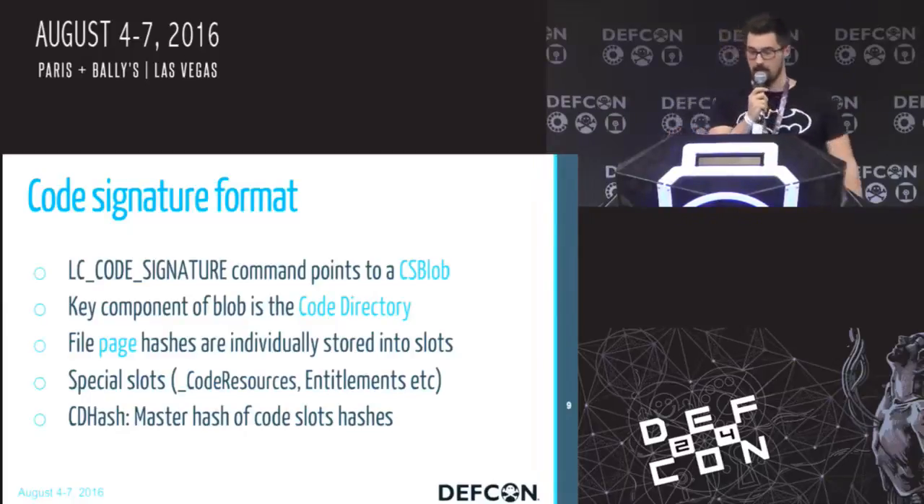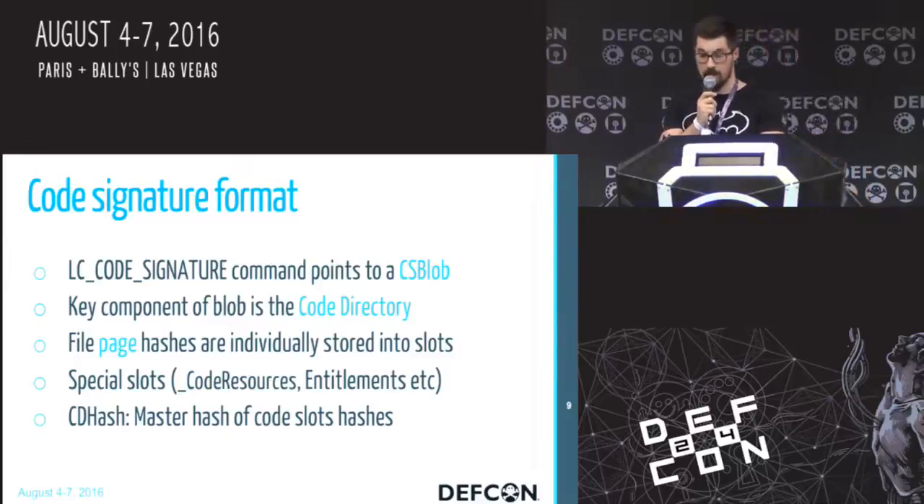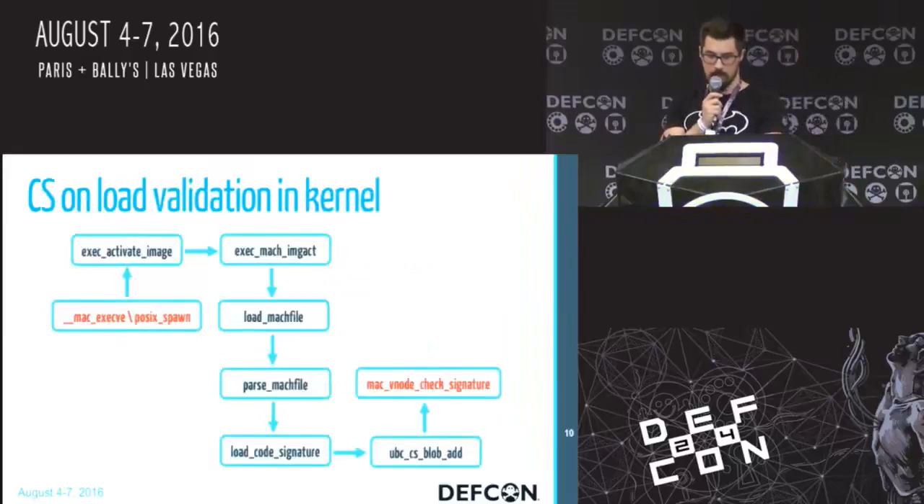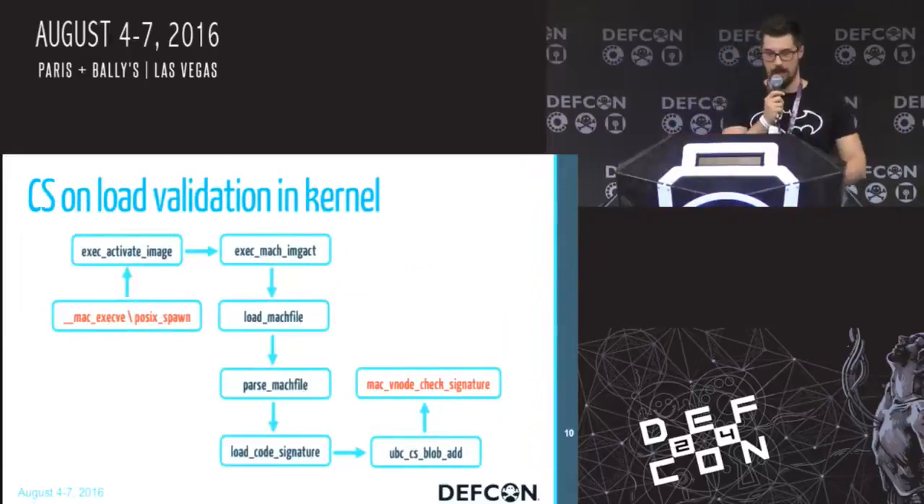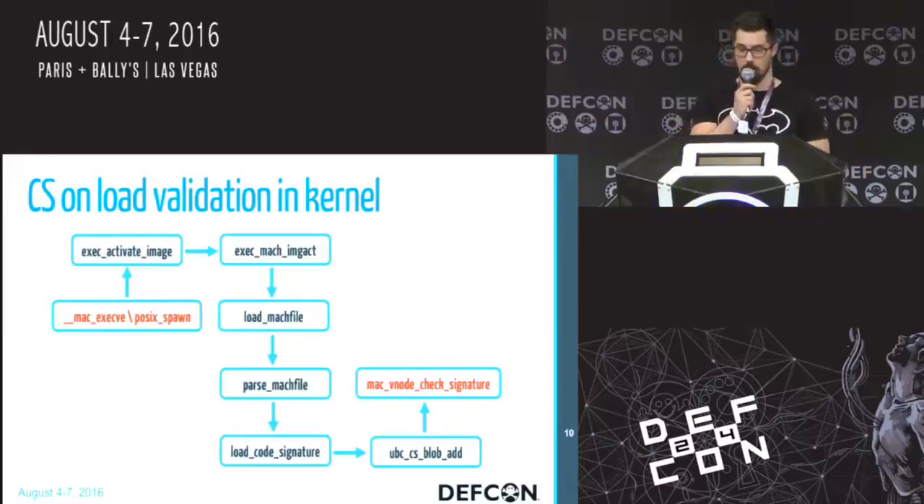Last is a master hash of all the hashes, called a CD hash, and it's usually used to verify ad hoc signatures. Here is a picture of how code sign validation and load works in the kernel. The embedded signature gets copied to kernel space, and the entire CD hash gets verified. No individual page is checked yet.